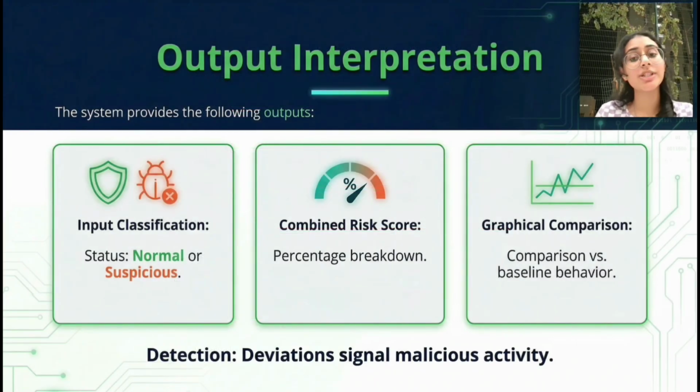Now let's look at our output interpretation. Our system provides both classification and detailed analysis. It categorizes inputs as normal or suspicious, gives a percentage-based risk score, and provides a graphical comparison with baseline behavior. This makes the output more interpretable and useful for decision making.